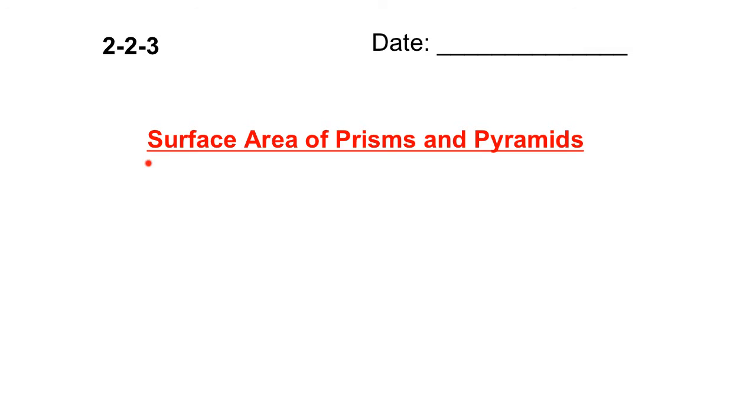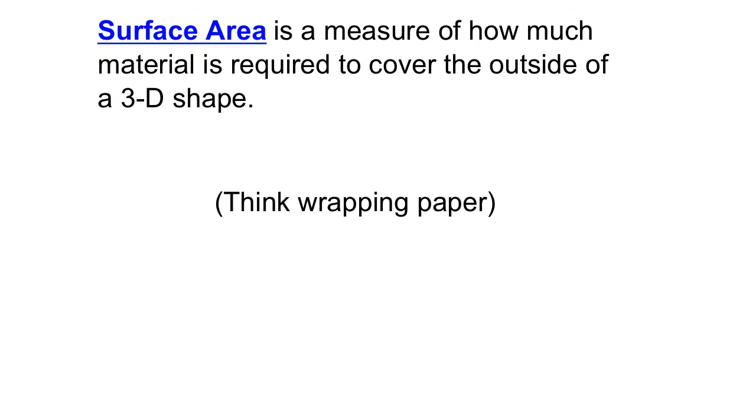So this lesson is about surface area of prisms and pyramids. We're going to be using our area formulas like we did in the warm-up, like we did in Spiral 1, except now we're extending the idea of area to include three-dimensional shapes. So three-dimensional shapes have a surface area. So this will be the entire area that's covered on the outside of the three-dimensional shape.